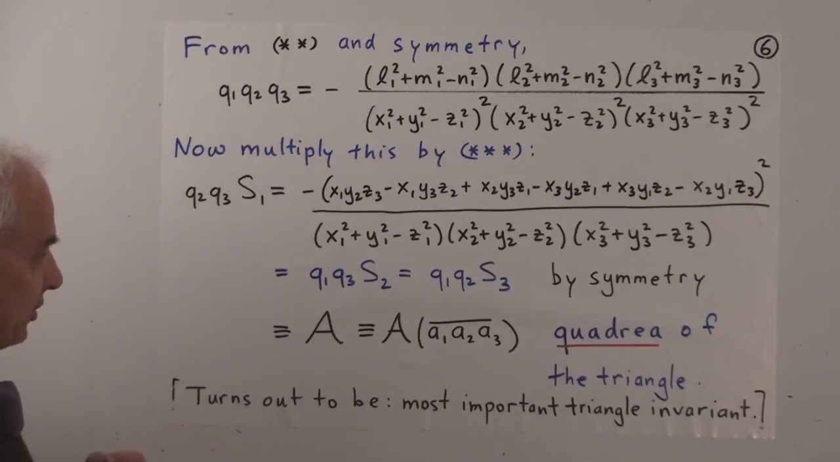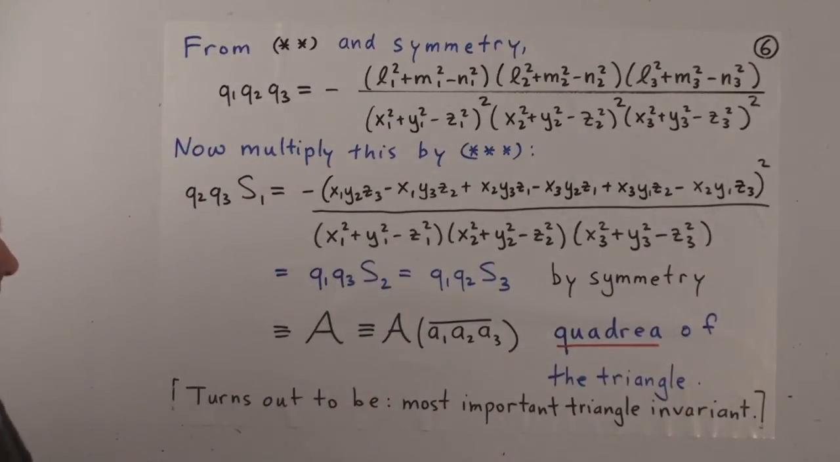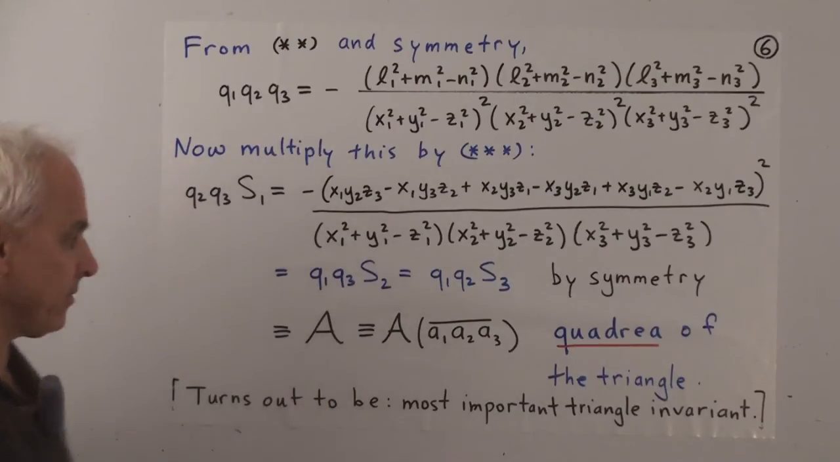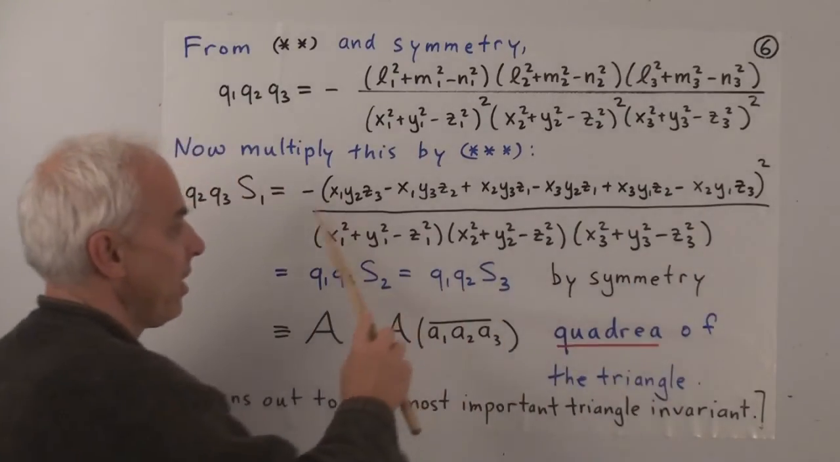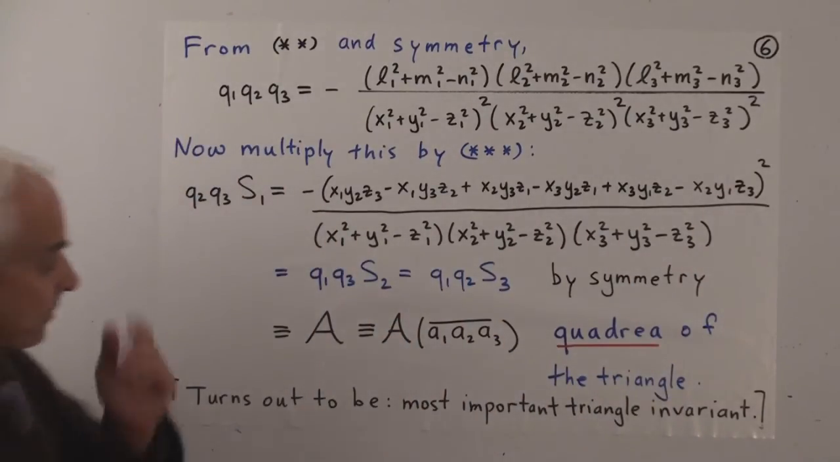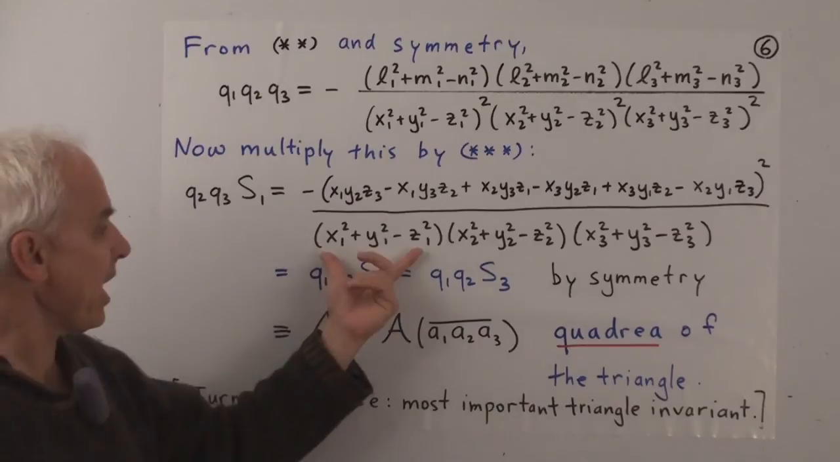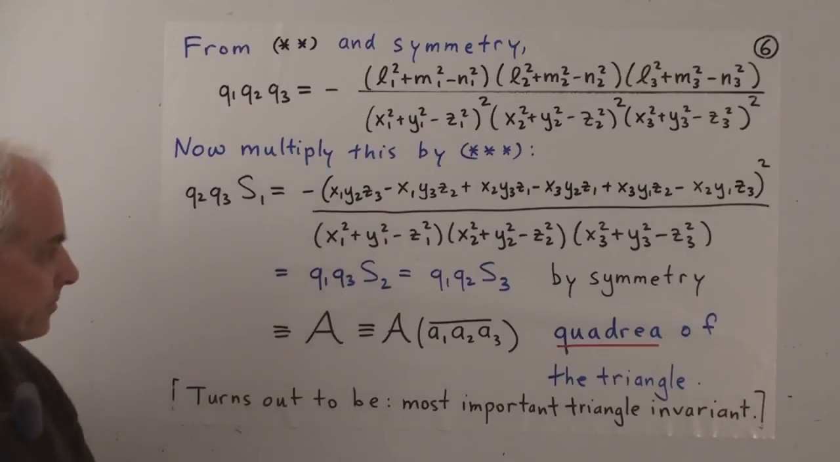And furthermore, what they're equal to, this expression here, is quite an interesting and important invariant of the 3 points that we started with. We're going to give it a name. We're going to call it the quadri of the triangle, and we're going to denote it by an A, sort of a calligraphic A. So A of the triangle A1, A2, A3 is this expression. It's a very interesting expression. So this determinant squared in the numerator, and here we have the products of these quadratic forms. And there's also a minus sign.